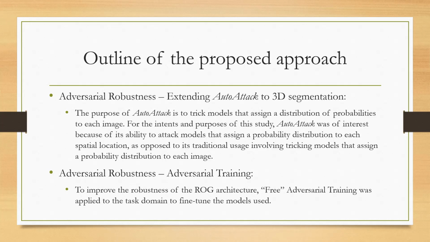So what they do is they alter the definition of attacks to meet their interests and usage of AutoAttack. We'll discuss more details on this in the following slides, but now for the outline of adversarial training. This is the main metric they use to improve the robustness of their ROG architecture. They call it free adversarial training.